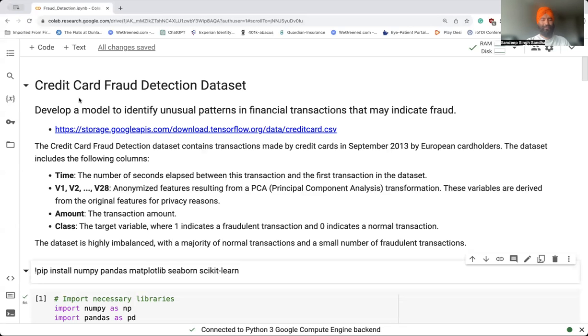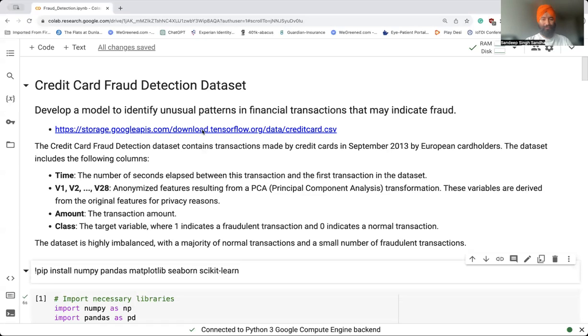Hi everyone. In this example, we will look at another very widely used case for machine learning, which is to identify unusual patterns in financial transactions that may be indicating a fraud. This is a very important use case for banks and credit card companies, where daily a lot of fraud is reported, often due to misuse due to several factors.